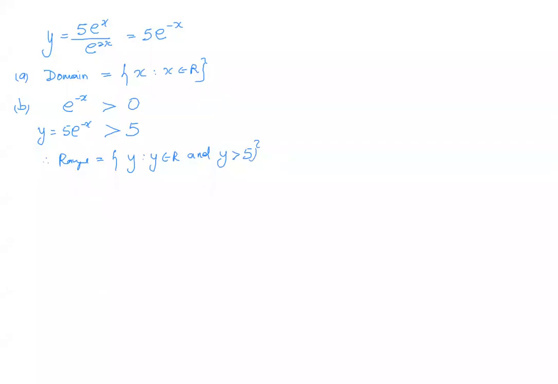Okay, so C, I want to talk about the sign diagram. Since y is greater than 5, always greater than 5. The sign diagram is very simple to draw for exponential, but can I make it difficult? I can. At the beginning, I try to make it easy for you.